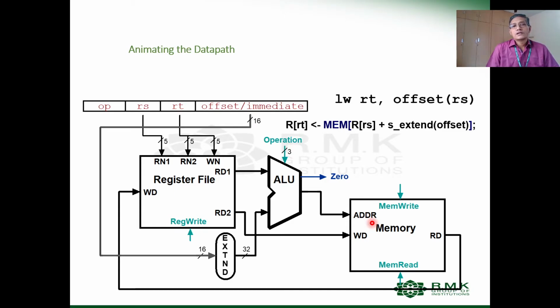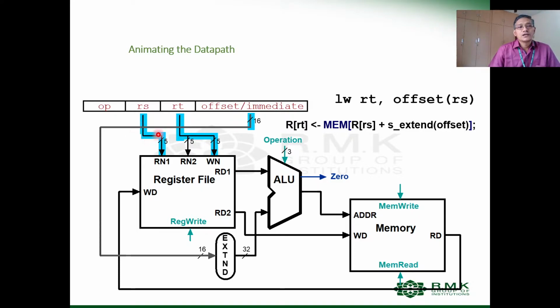Right, now we will go to the data path. You know that the instruction format is I format because the offset is available within the instruction. So opcode, RS, RT, and then the 16-bit offset. This is the instruction format. Now RS is one of the source registers given to the register file. RT is the register which holds the base value of the memory.